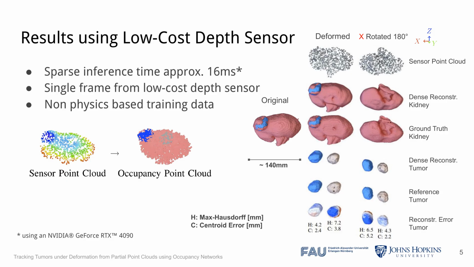Finally, here's a small look at some results we obtained using a single frame from a low-cost depth sensor. Additionally, the training data was created without a physics-based deformation model. Both of these limitations need to be addressed in future work. To generate an output, we query the occupancy network using random query points, giving us a labeled occupancy point cloud. It takes approximately 16 milliseconds to produce an output, as shown on the left.